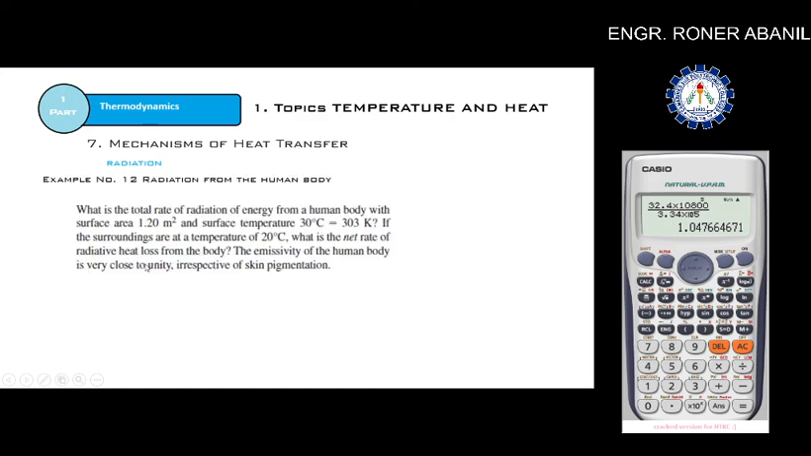So, we have an example here. What is the total rate of radiation of energy from a human body with a surface area of 1.2 square meters and a surface temperature of 30 degrees Celsius, or equal to 303 Kelvin? If the surroundings are at a temperature of 20 degrees Celsius, what is the net rate of radiative heat loss from the body? The emissivity of a body is very close to unity, irrespective of skin pigmentation.